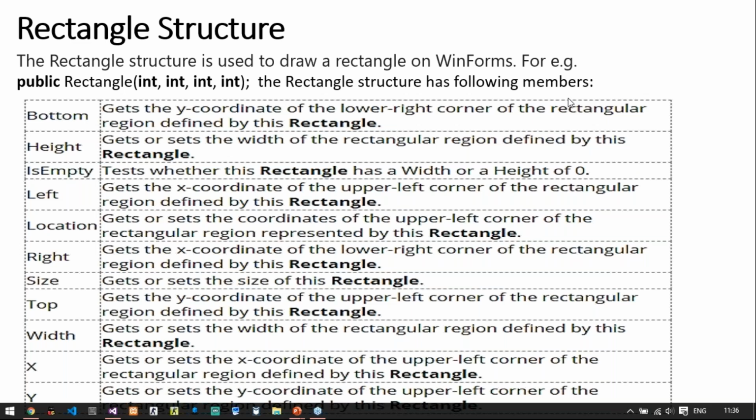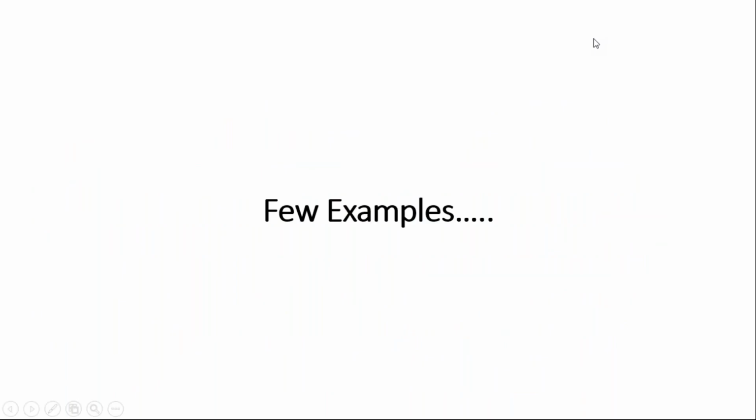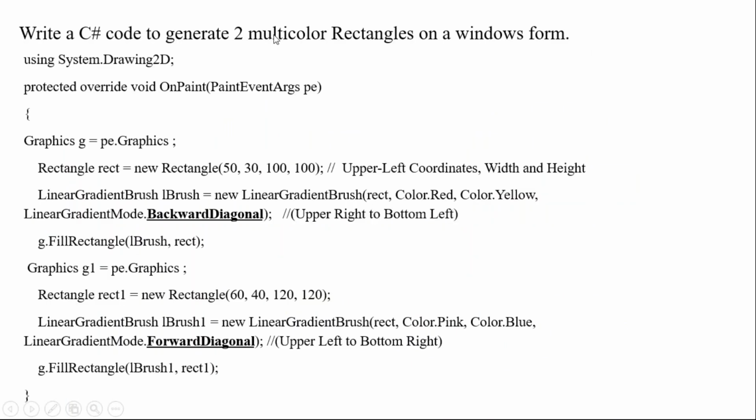Fine. Moving on ahead. We have seen a few examples of how you can draw shapes in C sharp, right? So the first one was to create multicolor rectangles. For that we used a linear gradient brush that draws a rectangle of two colors from upper right to bottom left, or you can use a solid brush instead of this. I already showed you the example, and also shared the particular code with you in your WhatsApp group, right?